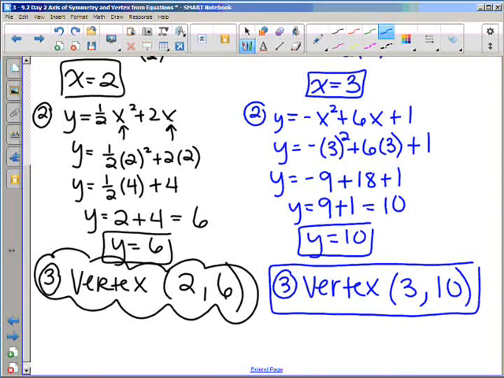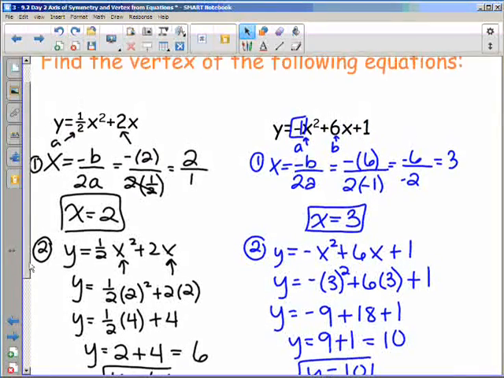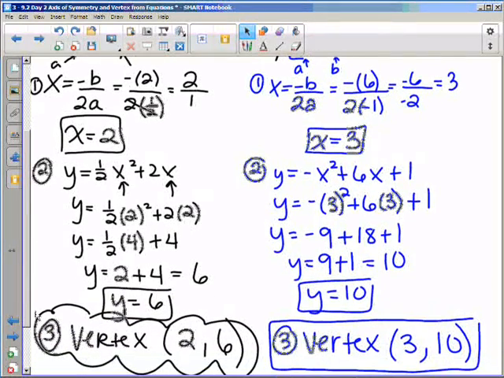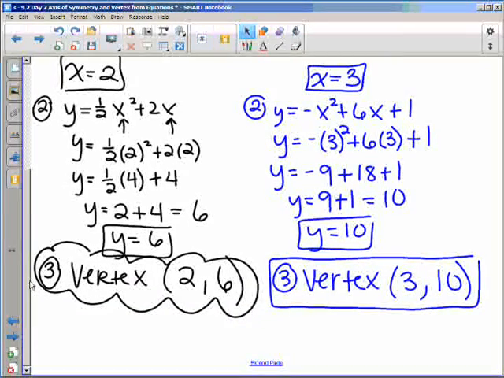Okay. So the steps are as follows. First, use x equals negative b over 2a to find the axis of symmetry. Step 2, plug in whatever you get for x into your equation. And step 3, whatever you get for x and y, you put as an ordered pair. That is now your vertex.